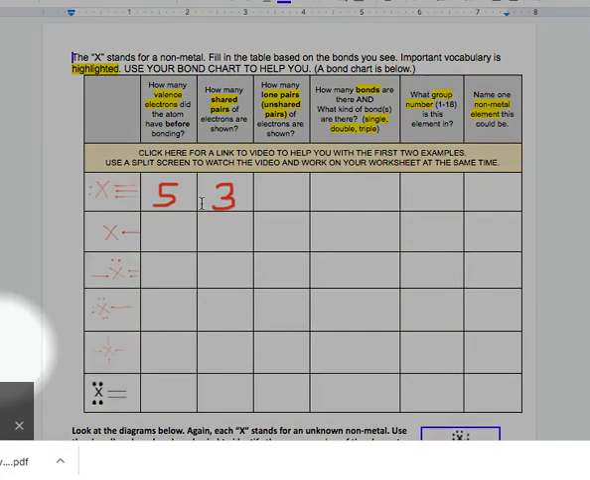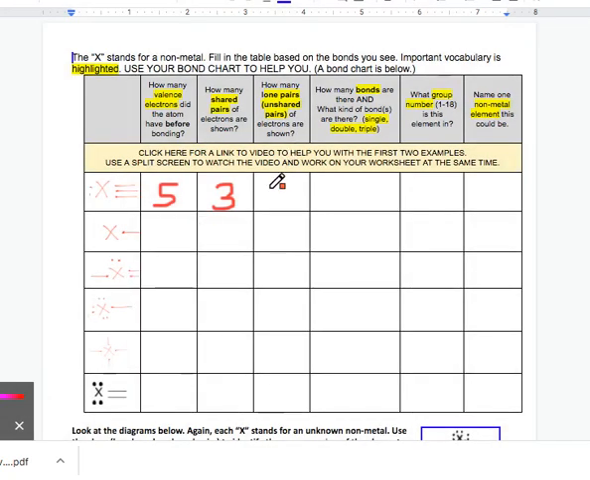Next question says, how many lone pairs or unshared pairs of electrons are shown? The unshared pairs are the ones that are not in the bonds. So looking back over here, it's these 2 dots. Remember, 2 is 1 pair. So 2 dots means 1 lone pair or 1 unshared pair.